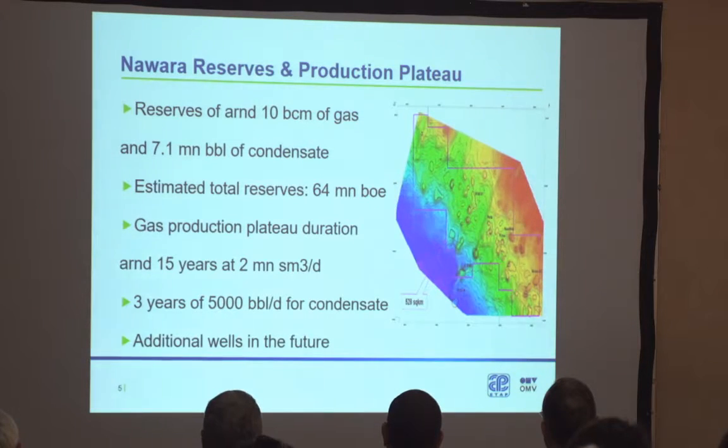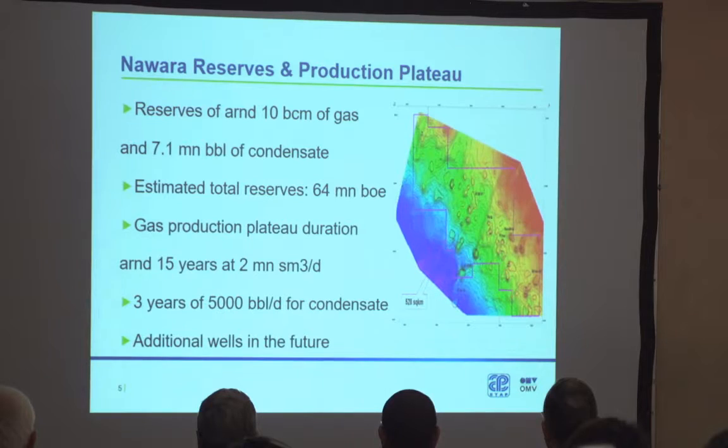The reserves of Nawara. So Nawara is a gas and condensate field. We have reserves of around 10 billion cubic meters of gas and 7.1 million barrel of condensate. So this represents a total reserves of 64 million barrel oil equivalent.